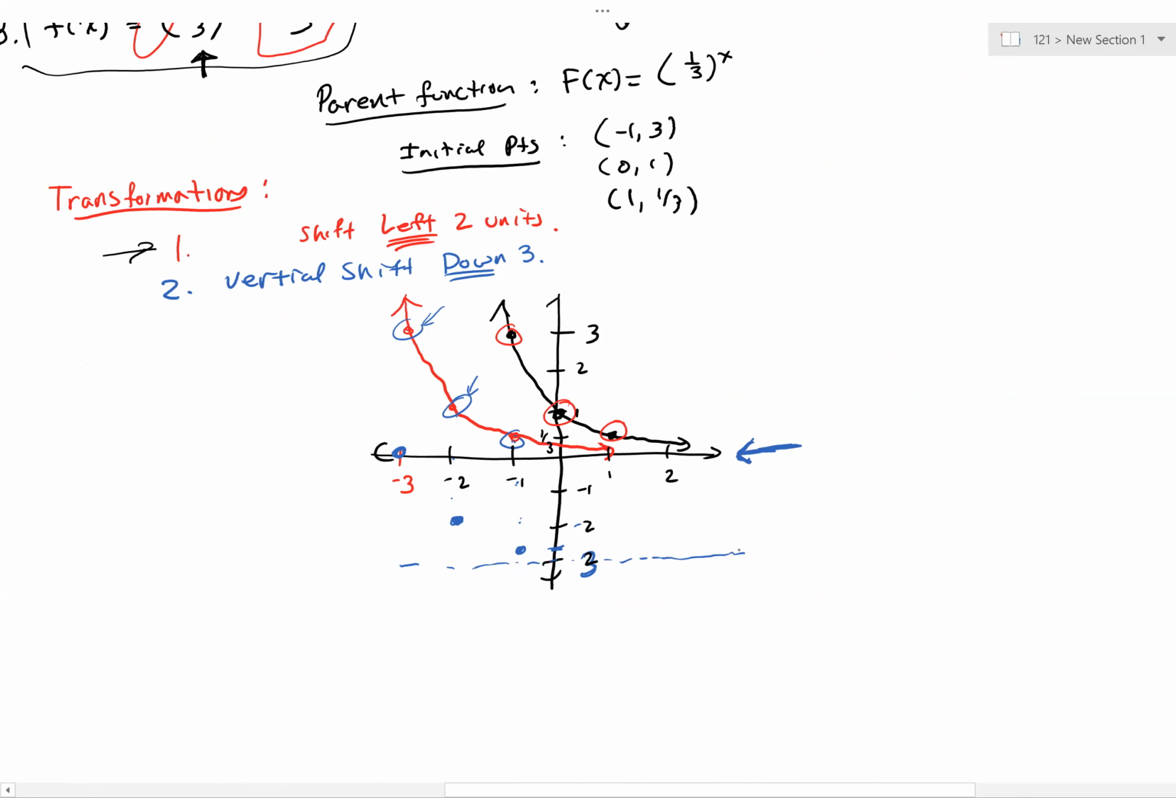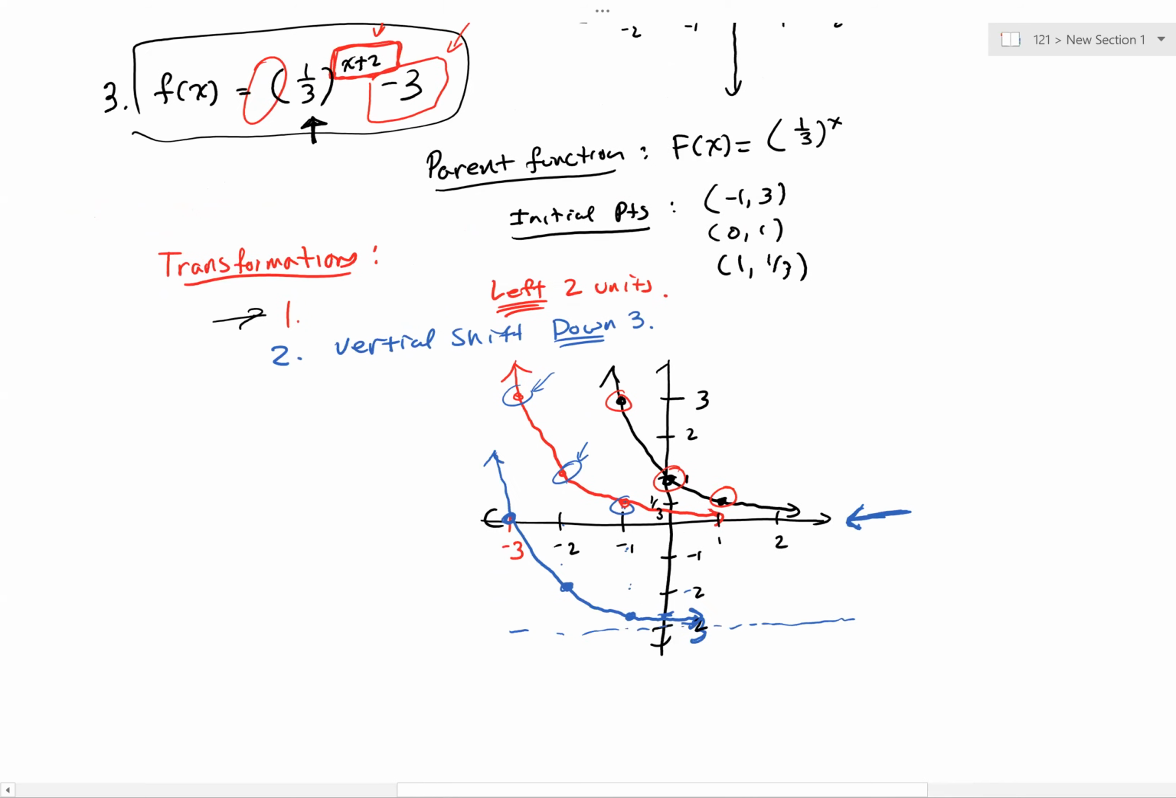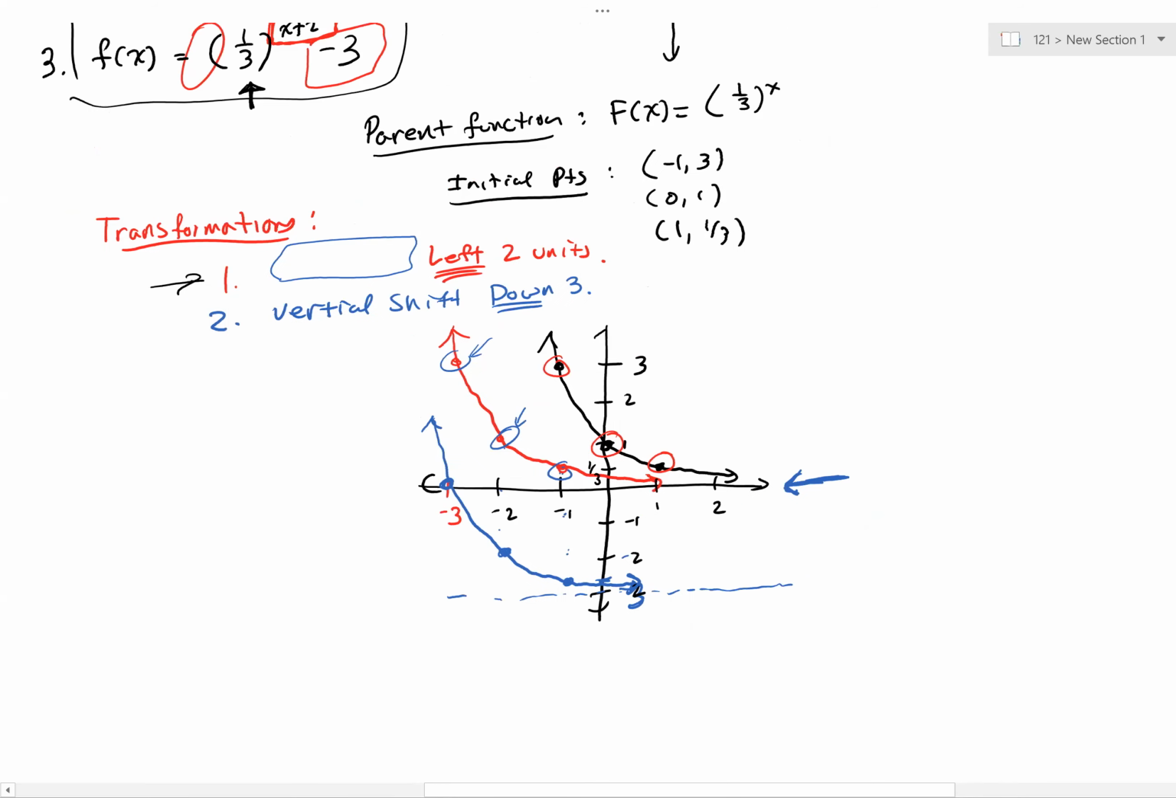So before, I was approaching the x-axis, but by moving it down 3 units, now I'm going to approach y equals -3. So I'm going to connect the points in the same way. Just make sure you don't cross that horizontal asymptote. You get really close to it, but you just never cross it. I don't know why OneNote keeps deleting my words there, but that's supposed to be horizontal shift.